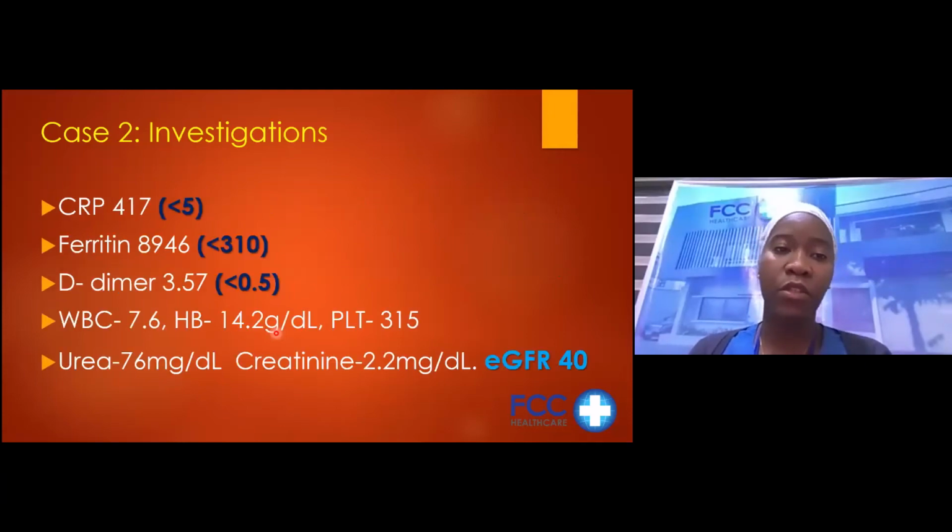The other investigations we did showed very elevated inflammatory markers. As you can see, his CRP was 417, with the upper limit being less than 5. Ferritin was also markedly elevated. His D-dimer was high at 3.57, with the upper limit being less than 0.5. He also had moderate impairment of renal function. His eGFR was 40. But interestingly, white cell count, his platelet count, all the differentials were normal. And as I've heard, the white cell counts, especially the lymphocyte counts in a lot of COVID patients, were always low, but in his own case, everything was normal.